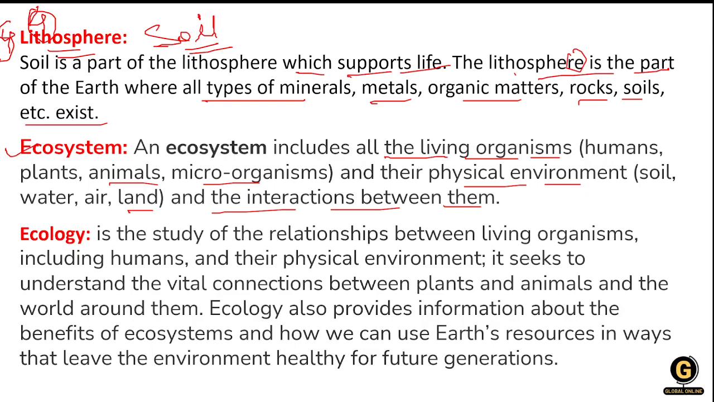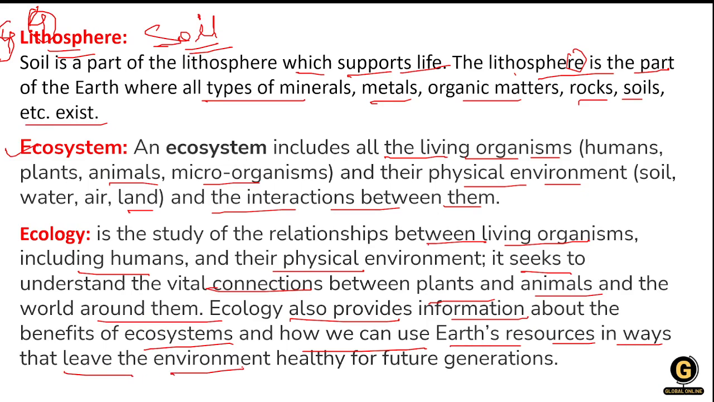Ecology is the study of relation between living organisms including humans and their physical environment. It seeks to understand the vital connection between the plants and animals and the world around them. Getting it? Ecology also provides information about the benefits of ecosystem and how we can use earth resources in ways that leave the environment healthy for future generations.